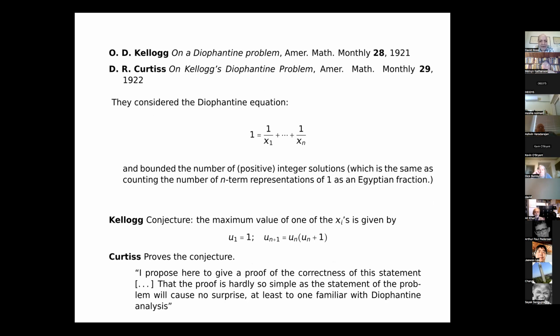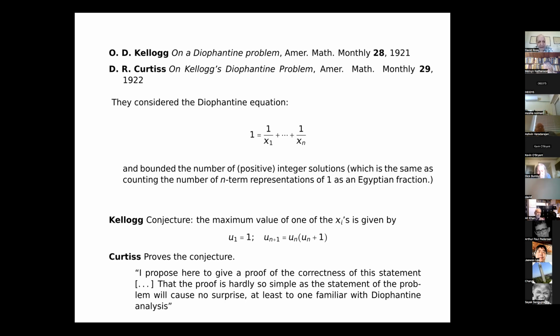Monthly back then was sort of an interesting journal. I mean, not that it's not now, but it's sort of fun to look at papers from the Monthly from a long time ago. Anyway, Kellogg and Curtis, well, first Kellogg and then Curtis, consider the Diophantine equation 1 equals 1 over x1 plus on up to 1 over xn. And they were interested in bounding the number of positive integer solutions to this, which is the same as counting the number of ways you can represent 1 as an Egyptian fraction with n terms.